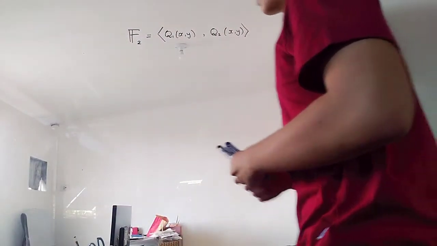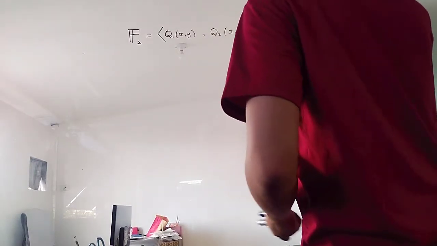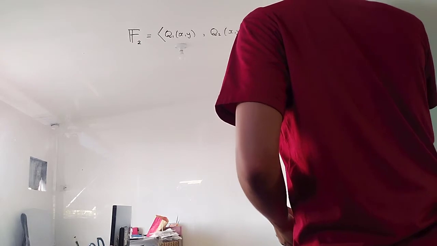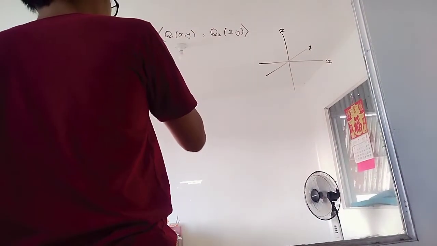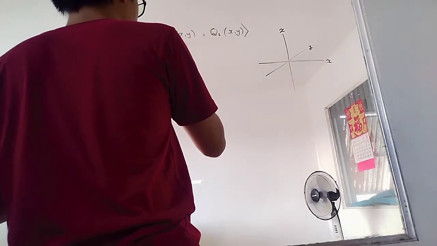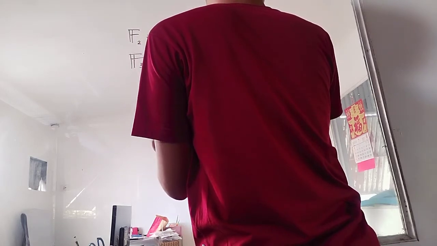A three-dimensional function now, a three-dimensional vector function, which gives us of course three axes to work with. So an x, a y, and a z. And then now here, I'll call it F3. It's composed of three components now. So it now has a q1 of x, y, z, a q2 of x, y, z, and then we have a q3 of x, y, z.